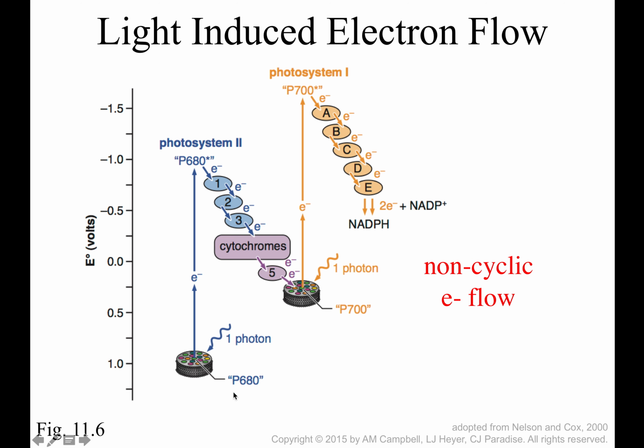This spot was left empty by the electron that left here. Now this is called P680. This is called P700 because the wavelength that gets this the most excited is 700. The wavelength that gets this the most excited is 680. And you're going to see in a second, just like we saw during electron transport in mitochondria, as these electrons are moving downhill in terms of energy, that's used to move protons from the stroma to the lumen. And the same thing over here. As these electrons are moving down their energy gradient, that's used to move protons from the stroma to the lumen.